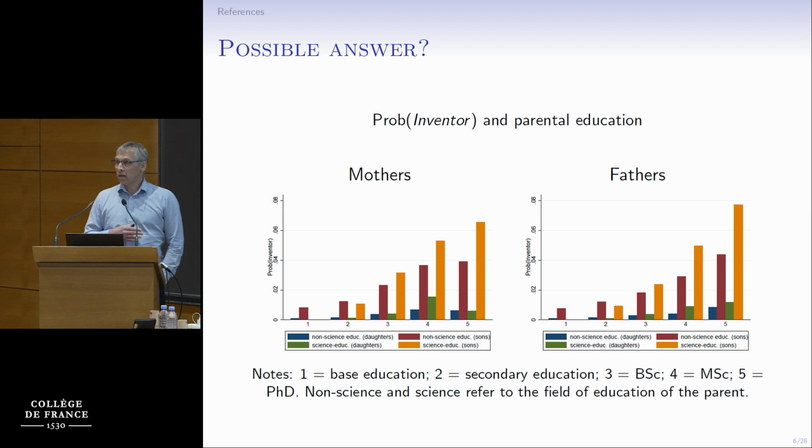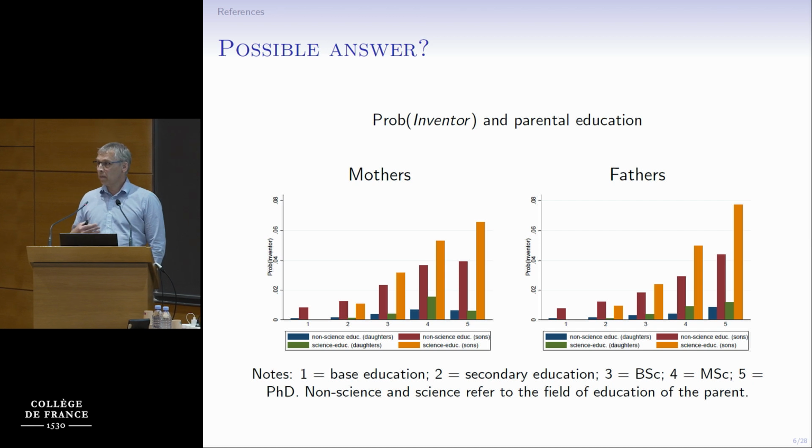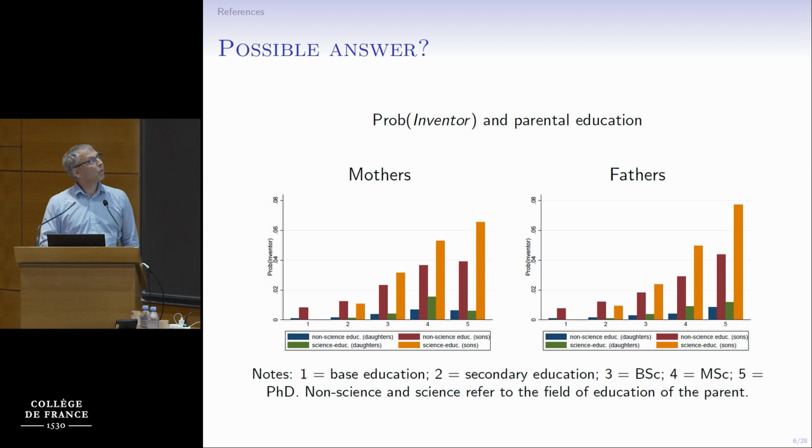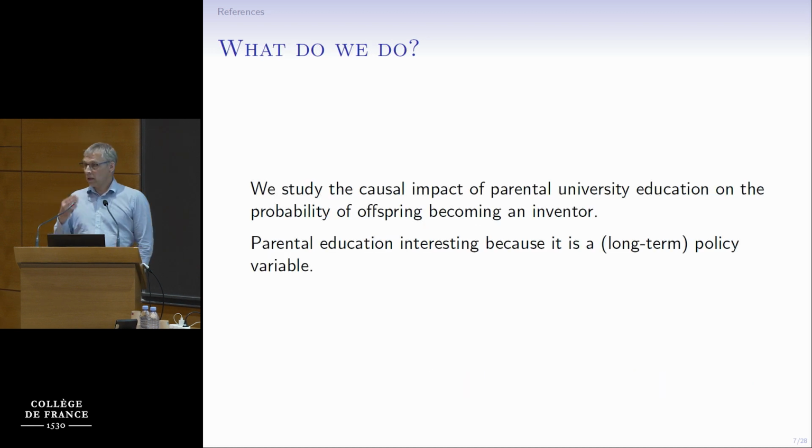So there's an association between parental income and becoming an inventor, and between parental education and becoming an inventor. What we try to get at in this paper is the causal impact of parental education on the probability of the offspring becoming an inventor. Why do we think this is interesting? Of all the possible childhood environmental variables, this is the one most directly affected by policy. Surely over generations, but nonetheless.